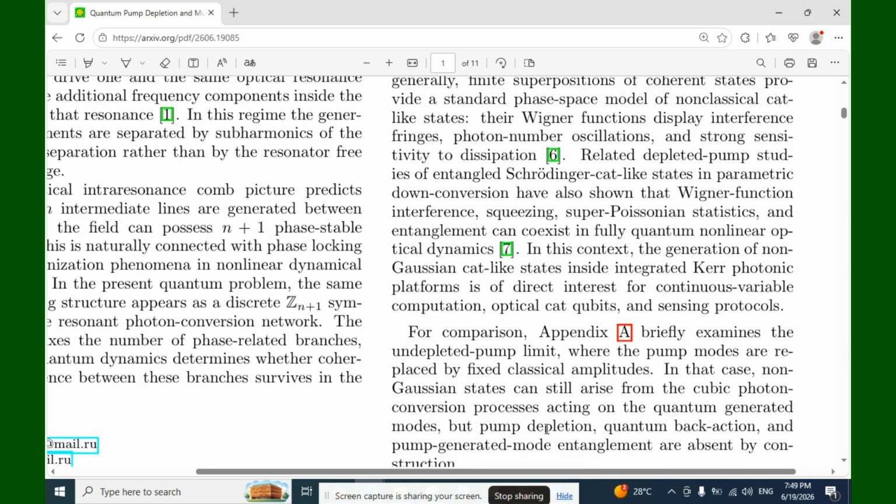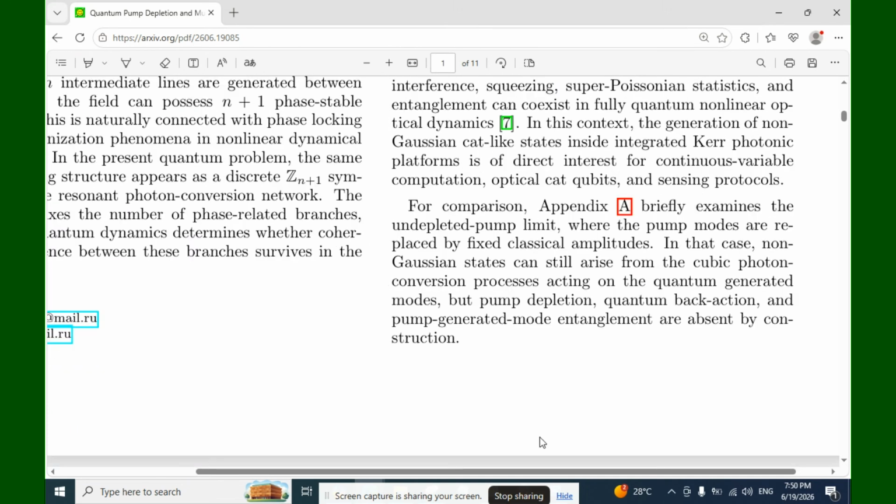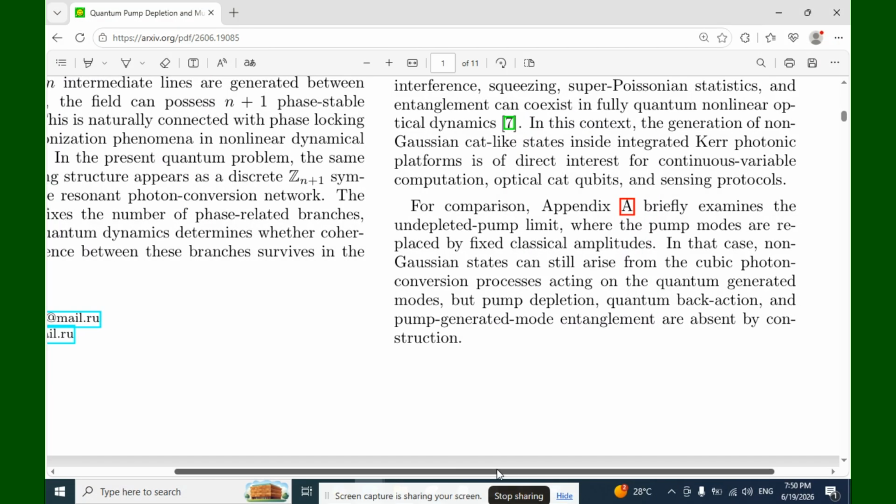For comparison, Appendix O briefly examines the undepleted pump limit, where the pump modes are replaced by fixed classical amplitudes. In that case, non-Gaussian states can still arise from the cubic photon conversion processes acting on the quantum generated modes, but pump depletion, quantum backaction, and pump-generated mode entanglement are absent by construction.